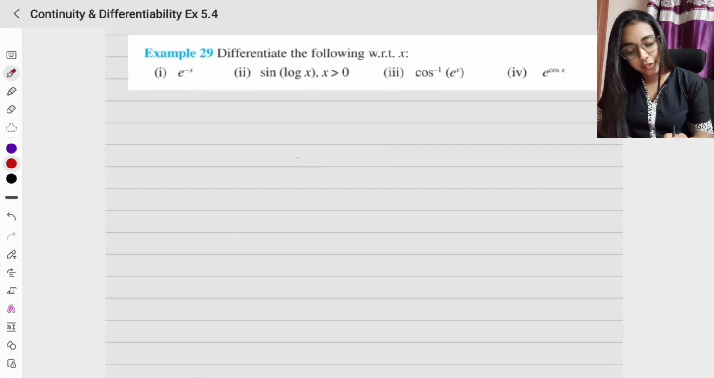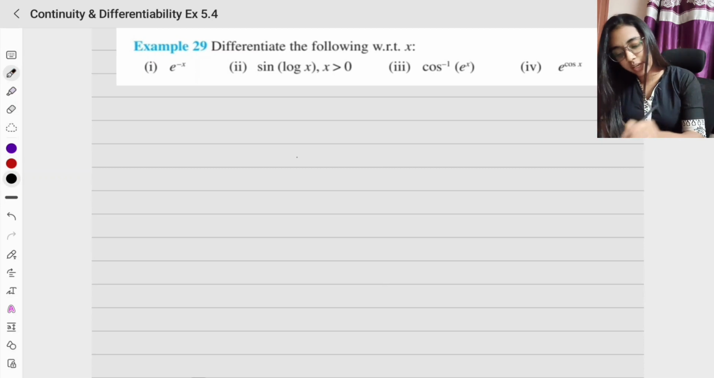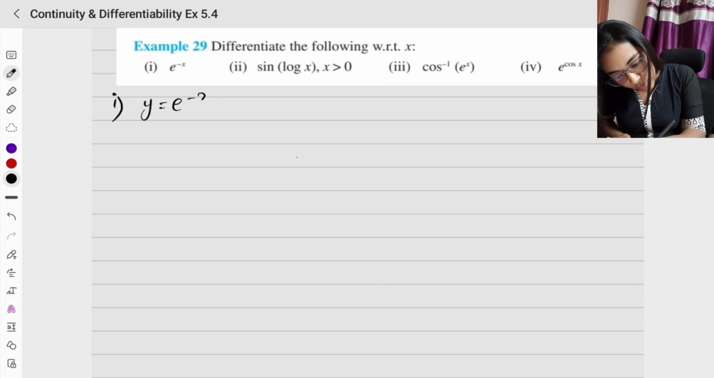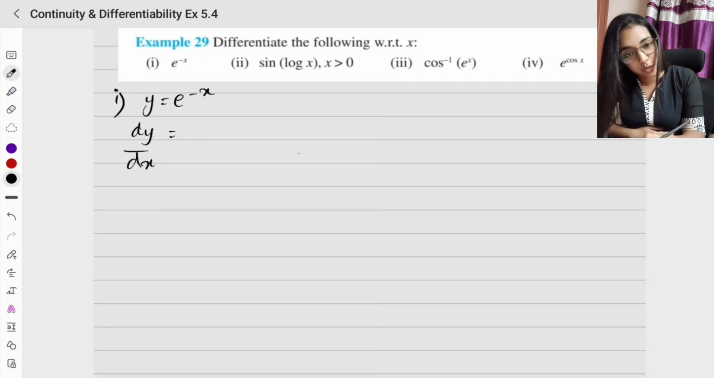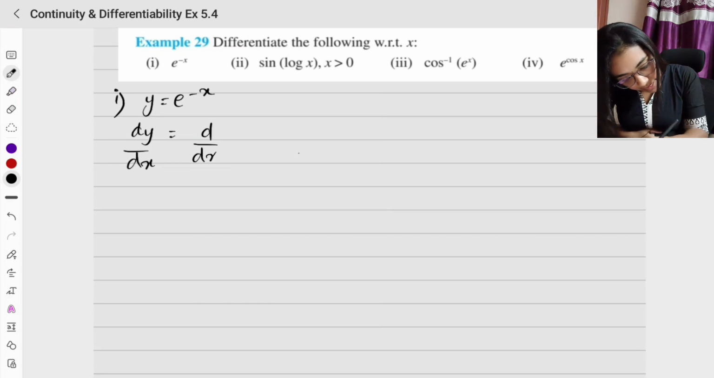Example 29. Differentiate the following with respect to x. Okay, this is very very easy. First subsection, I'm going to write y is equal to e to the minus x. So what is my dy by dx? Differentiating on both sides with respect to x, I'm going to have d by dx of e to the minus x.